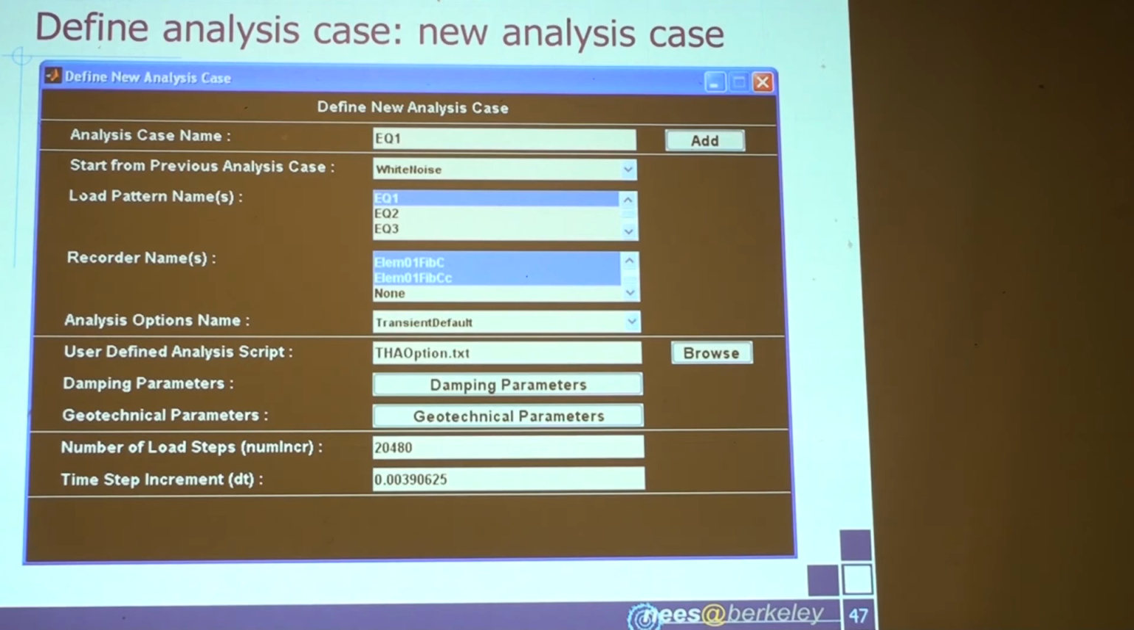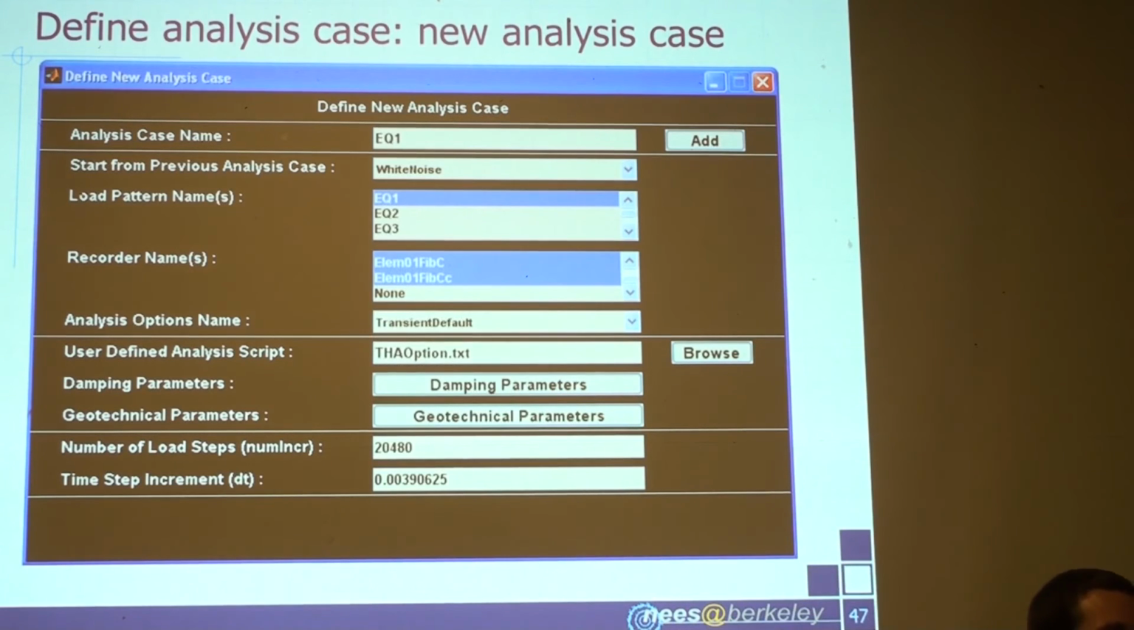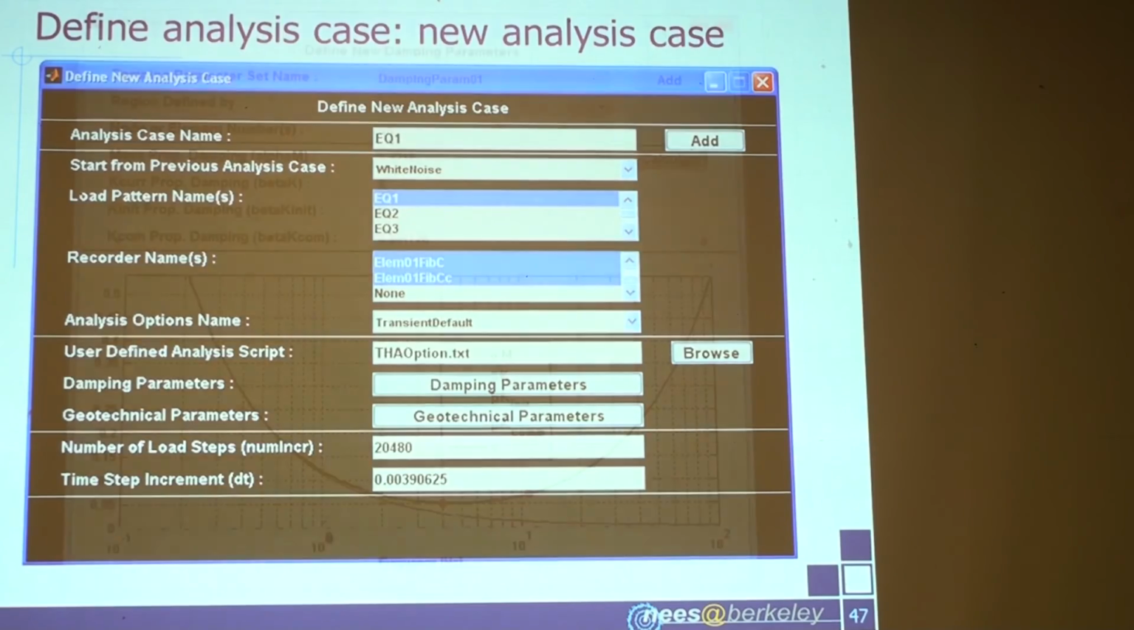So the way Navigator does this, you can load in an additional user-defined analysis script. And I'll show you what you would do. You basically type in your while loop going through the analysis, what you want it to do when it doesn't converge. So that's what you load in there. And then you can define damping parameters, all the Rayleigh damping parameters if you need to do that. If you do geotechnical problems, you can define additional geotechnical parameters. You put in the number of load steps and the time step increment that you want to do your analysis.